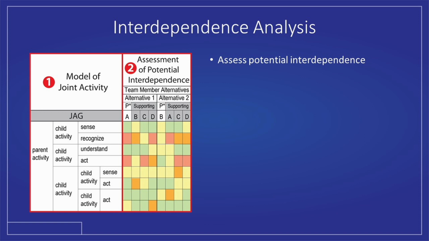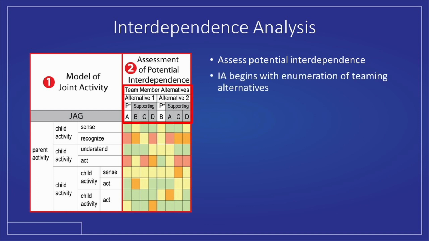This section is where we identify and assess the potential interdependencies. This is where the actual interdependence analysis takes place. In the Coactive Design tutorial, I discussed how interdependence is not about functions, it's about relationships between agents. Section 1 captures the work context, but we need to capture the team context to understand interdependence. Section 2 enumerates the teaming alternatives.